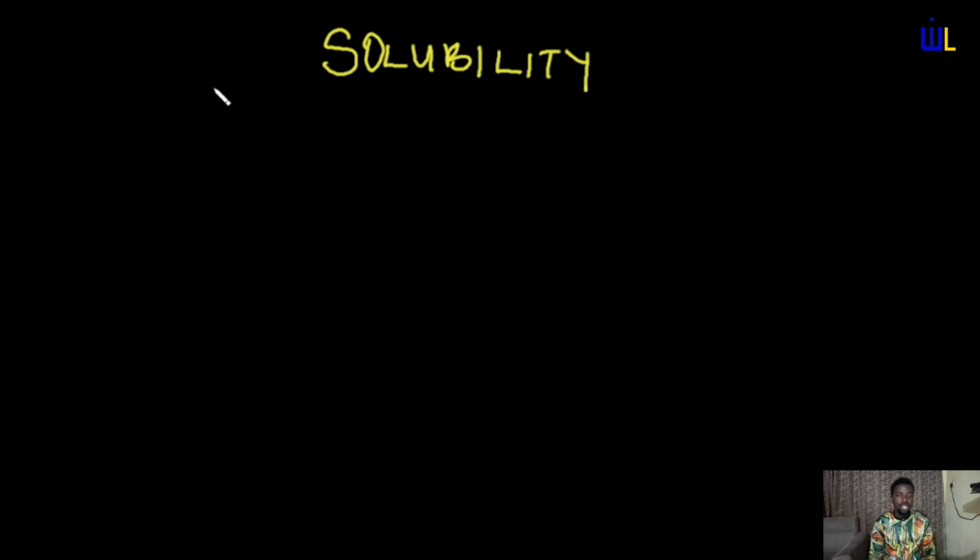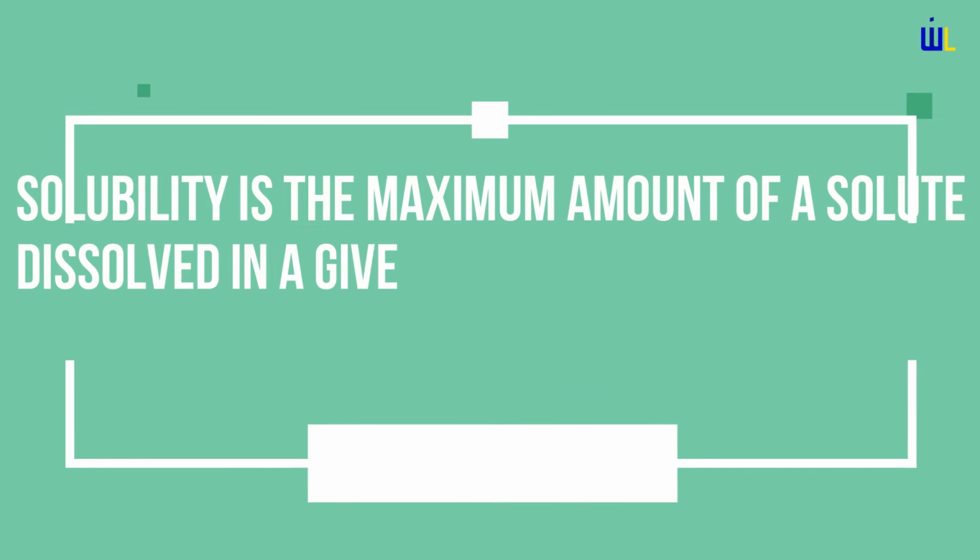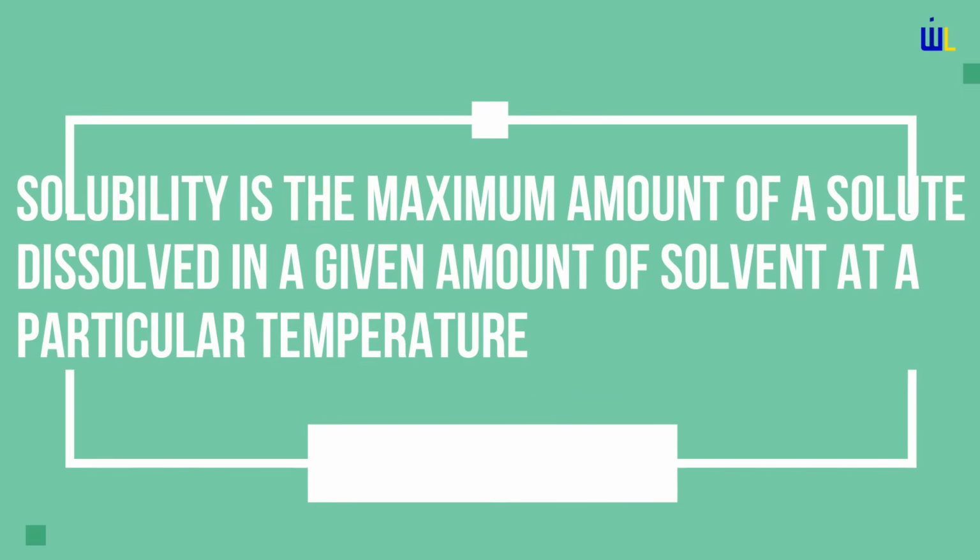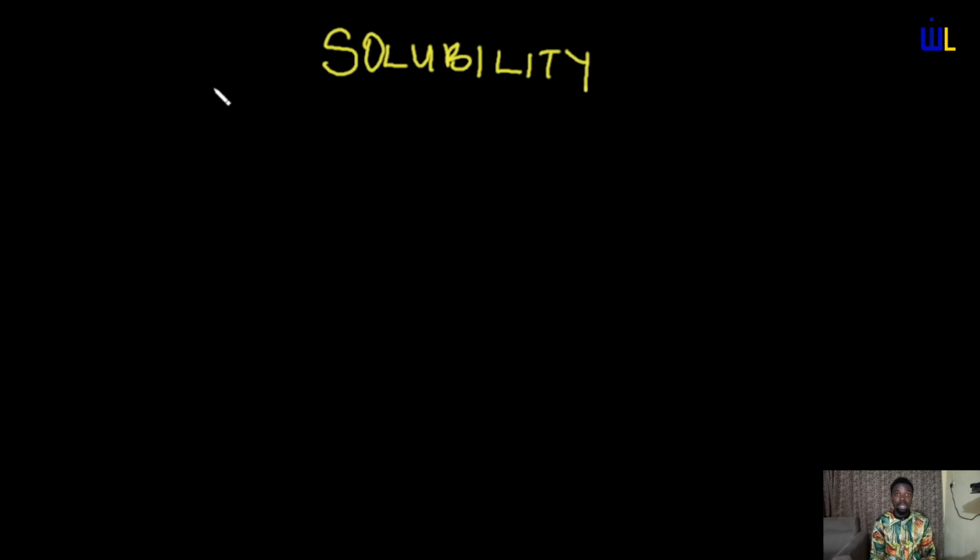Solubility is generally described as the maximum amount of a substance that can be dissolved in a given amount of a solvent at a particular temperature. So this implies that when you're looking at the highest possible solute that can get into a particular solvent, what you are describing is solubility.